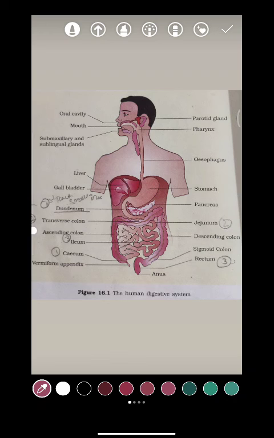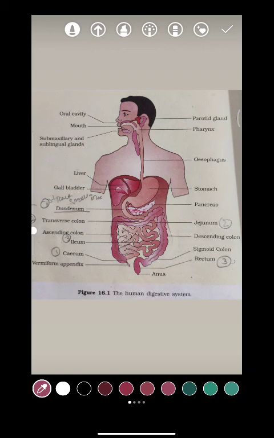So it starts with the oral cavity. Here we will take the food inside, and here we can chew in the mouth, and through the mouth it passes through the esophagus. Here you can see the esophagus.